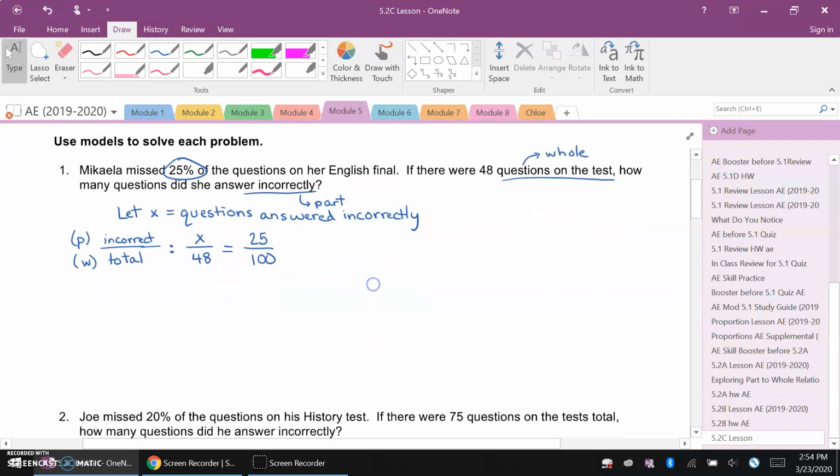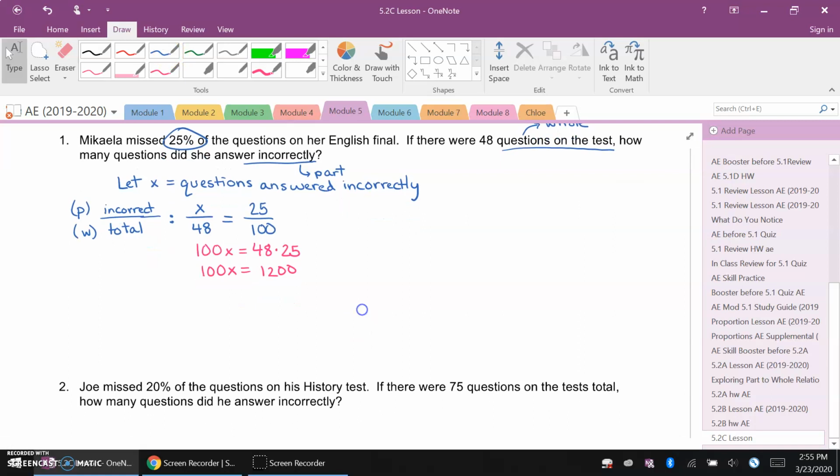Now you're going to go ahead and use your butterfly method. It's okay if you want to put your circles around the 48 and 25 and then the 100 and the X. In your calculator, if you put in 48 times 25, you are going to get 1200. So we have 100x equals 1200, but our goal is to get x all by itself. So we need to divide by 100 on both sides, and that's going to give us x equals 12. So what this means is that Michaela answered 12 questions incorrectly.